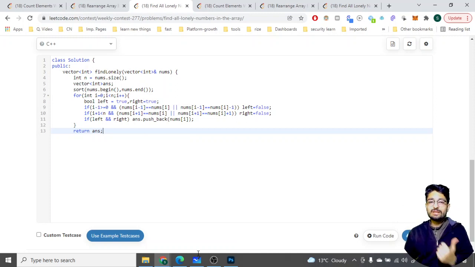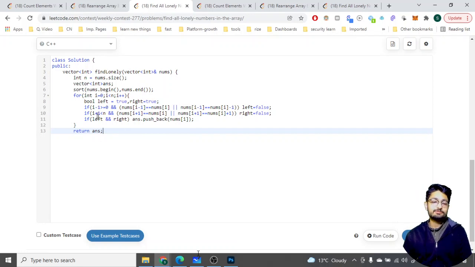If the previous number is the same as the current number, say I'm talking about 2 and the left number is also 2, then this is not a valid lonely number, so we mark it as false. Or if the previous number, at i minus 1, is just 1 less than the current number, for example the current number is 3 and the number just to its left is 2, then it is also false. If any of these conditions is true, we mark left as false, since we found a contradiction on the left side.